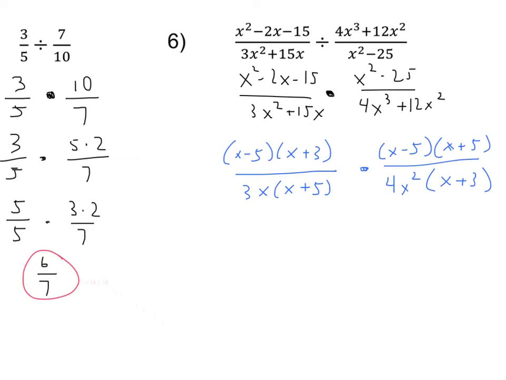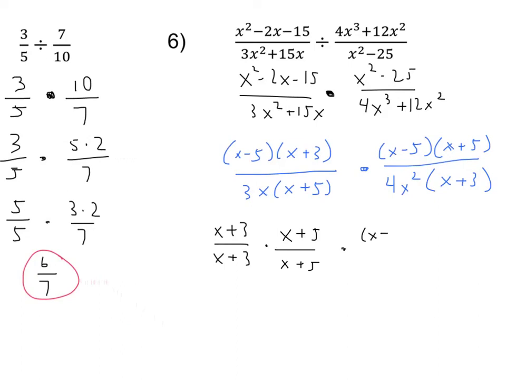Let's look for all the places where we have 1s. I have an x plus 3 over x plus 3. What else do I have? I have an x plus 5 here, x plus 5 here, so that would just be another 1. I think that's it. So what do I have left?